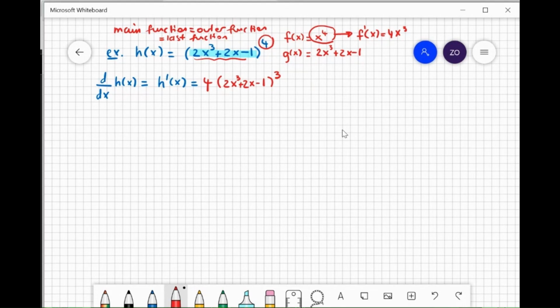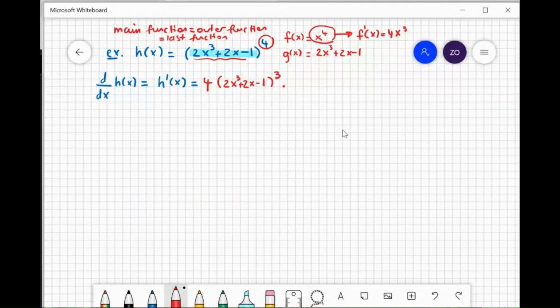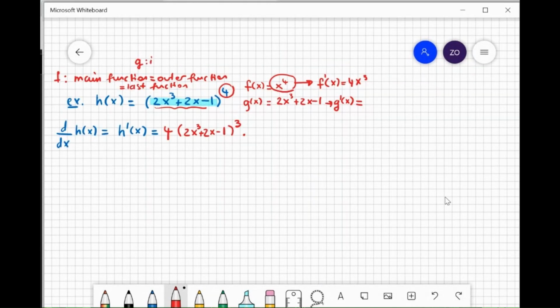Okay, so this is the derivative of the outer function evaluated at the inner function, times, we will just multiply this with the derivative of the g function. Okay, so what is the derivative of the g function? We call g the inner function, which is done first, which is evaluated first.